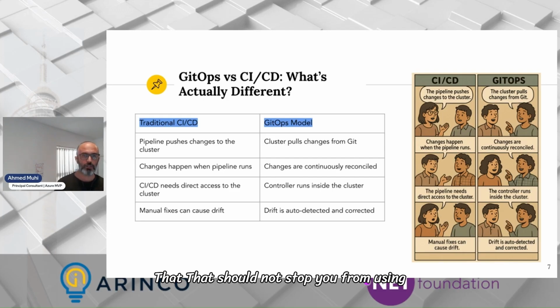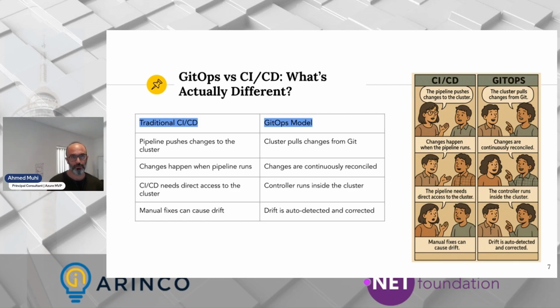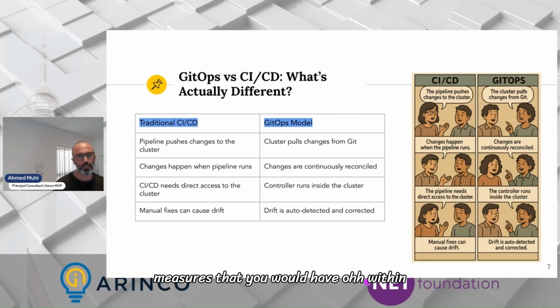That should not stop you from using the CI/CD pipeline, because you have a lot of testing, a lot of measures that you would have within the CI/CD pipeline. We need to continue that. But what we need to stop is you taking the whole deployment all the way to the cluster. Instead, when you push new code, the GitOps agent will detect, hey, something changed. There's a new version of our application. It will pull it and actually deploy it. So that means you could have both of them working together.